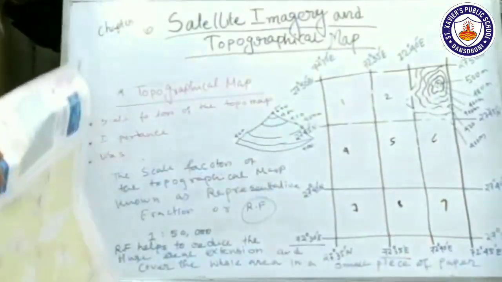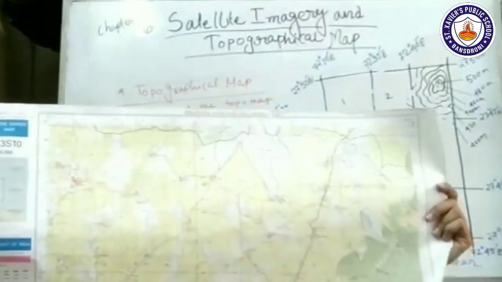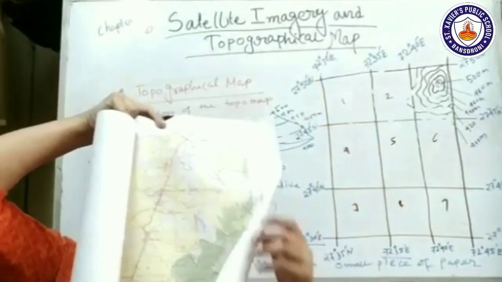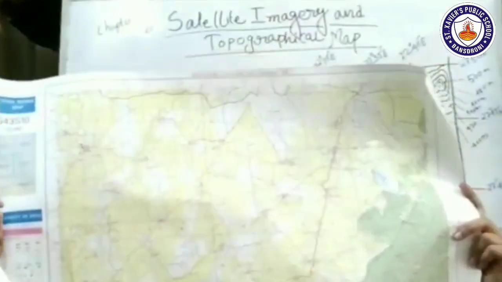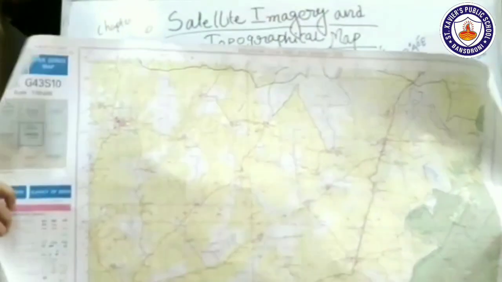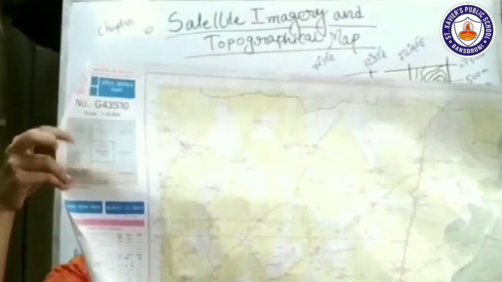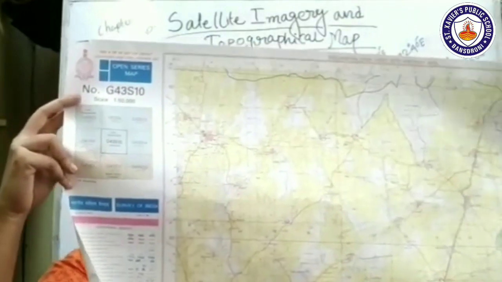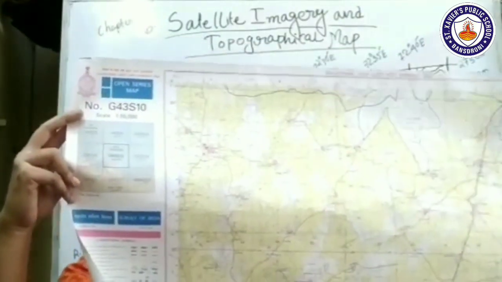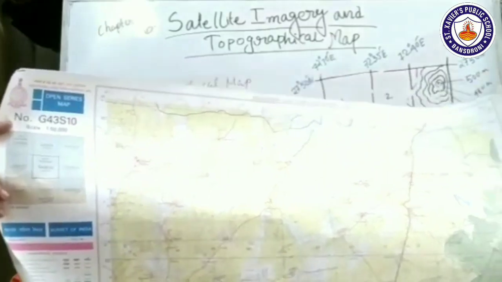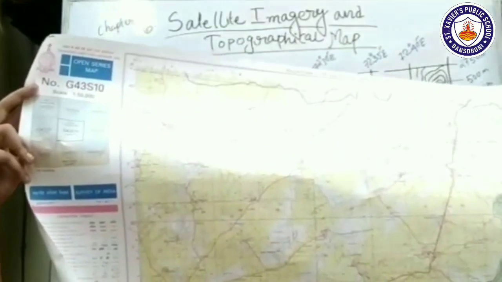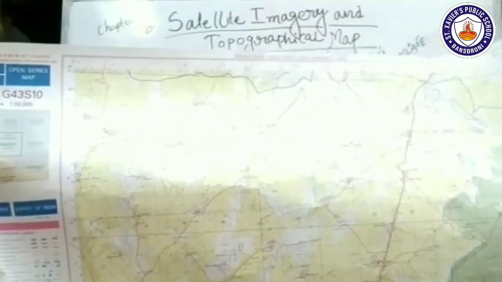So this is the raw form of the topographical map. The green part covers the dense forest, and the yellow part covers the agricultural land area. It has 9 parts, I mean 9 grids, and it has a particular RF scale of 1:50,000. It helps to reduce the huge land area and cover it in a particular piece of paper. You see that.